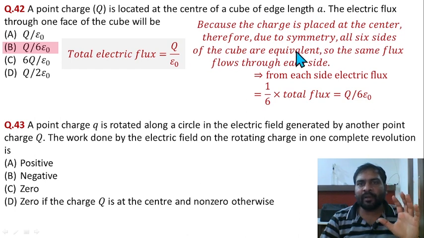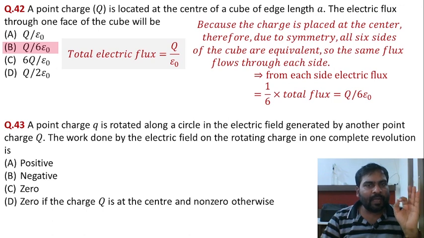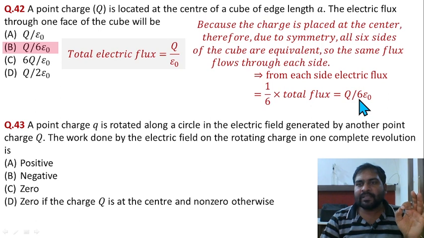sides of the cube are equivalent, so the same flux flows through each side. A cube has 6 sides, so this flux is going to be divided equally among all 6 faces. So 1 by 6 multiplied by total flux, so Q by 6 epsilon naught electric flux will pass through one face of the cube. Option B is correct.